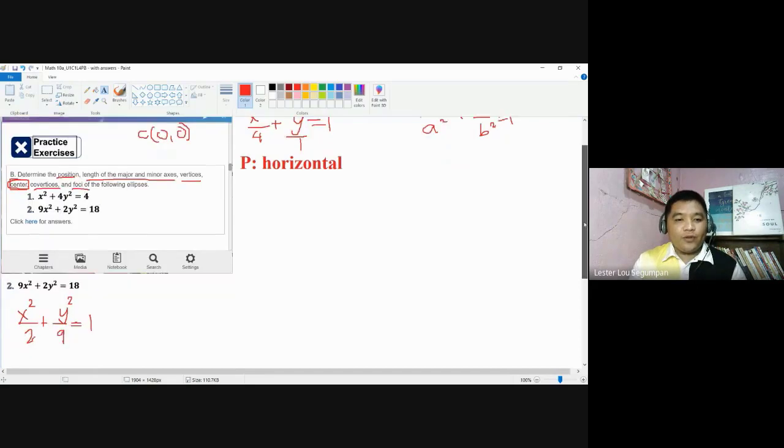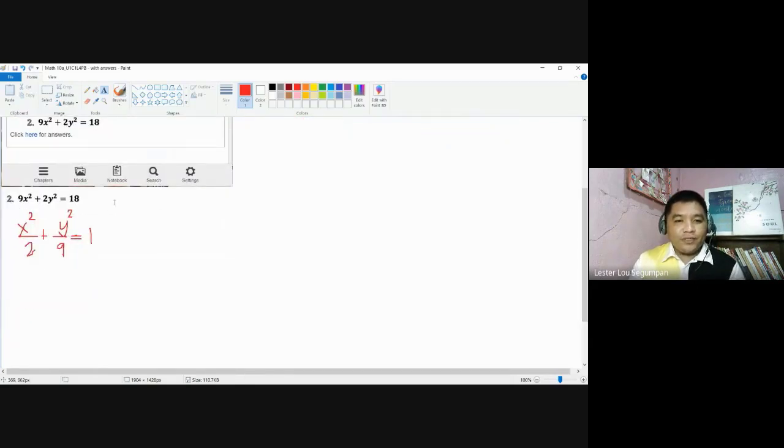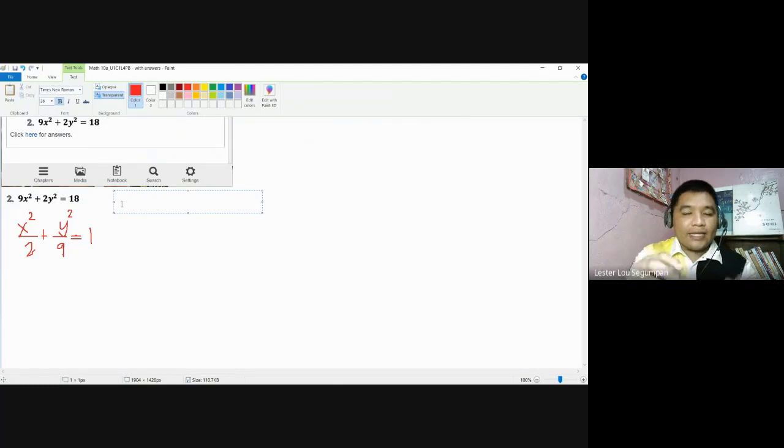Please pardon me if I'm going to jump to number 2 for the position so that we could just attack it at once. The position for number 2 is looking at the value for the denominators of x squared and y squared. Here, 9 is larger than 2. This would mean a squared is under y squared. Take note that a squared should always be greater than b squared. Hence, a is always larger than b.